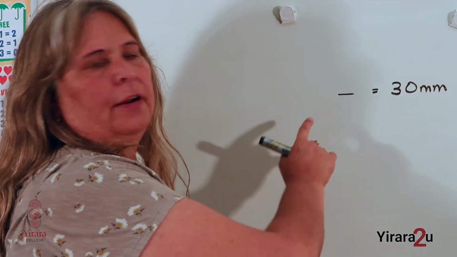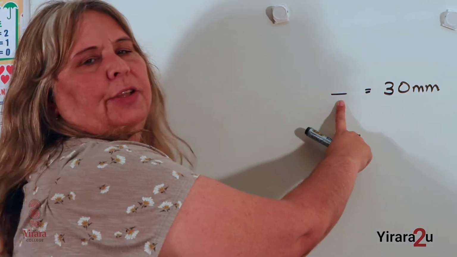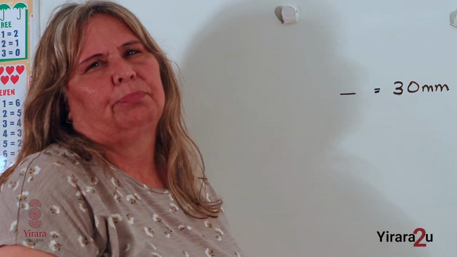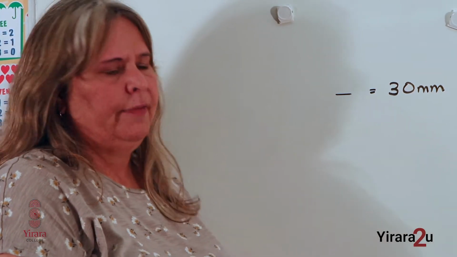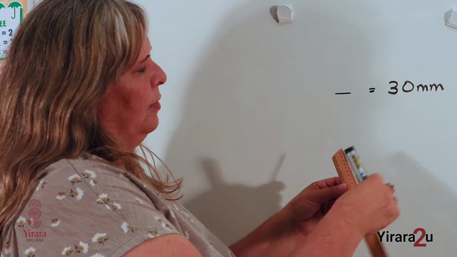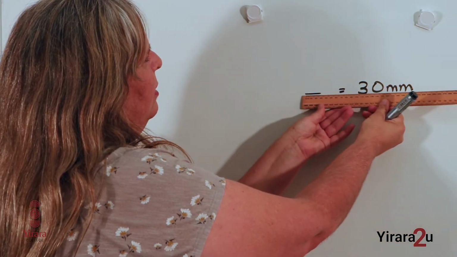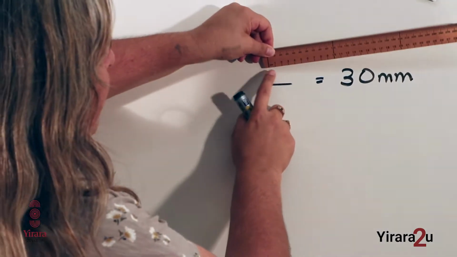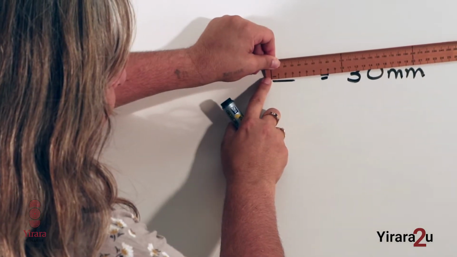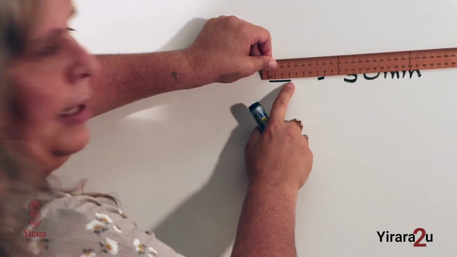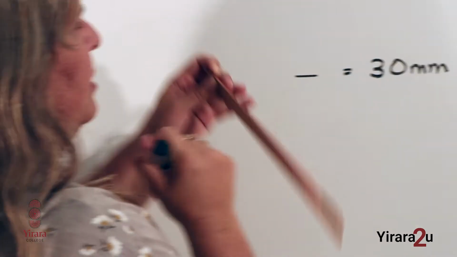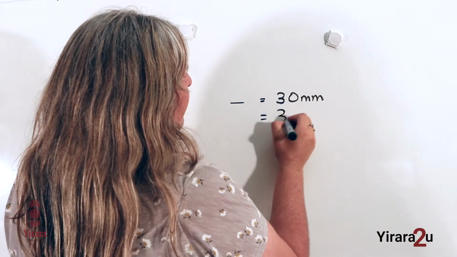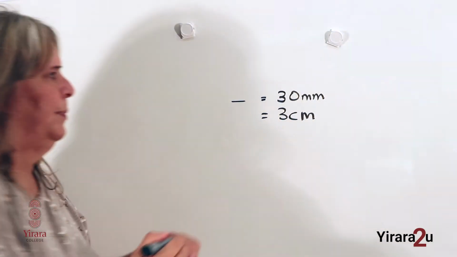So here is a line that I've drawn earlier, which is 30 millimetres long. How many centimetres would it be, do you think? Let's have a look. So here's the millimetres. That says it's 30 millimetres long. So when I turn the ruler around and measure it, starting from the beginning here, it says it's only 3 centimetres. So 30 millimetres equals 3 centimetres.